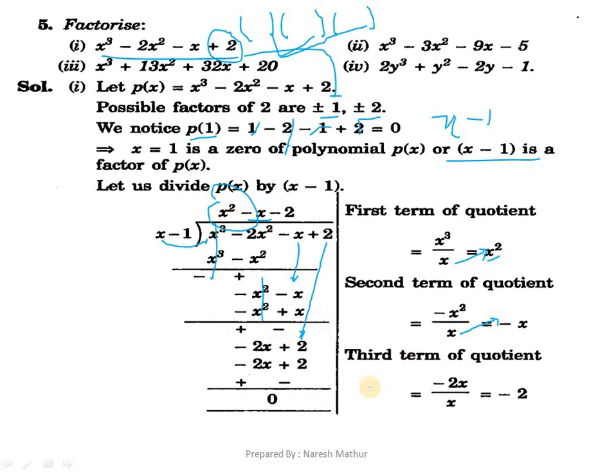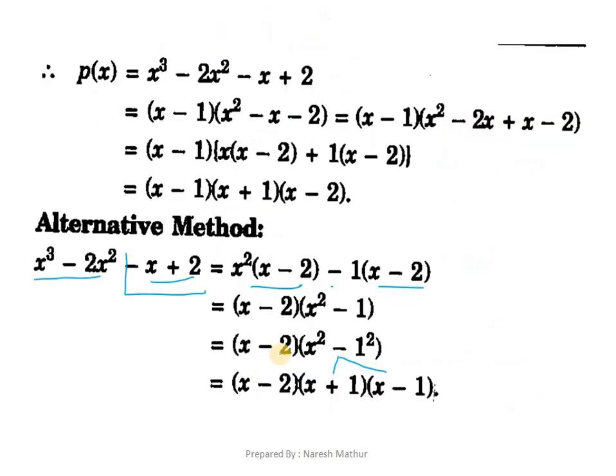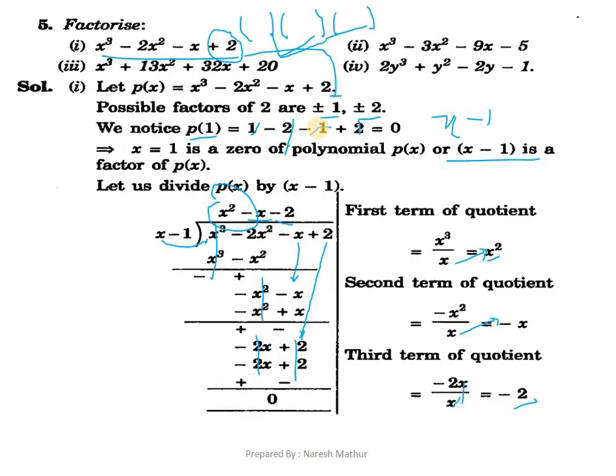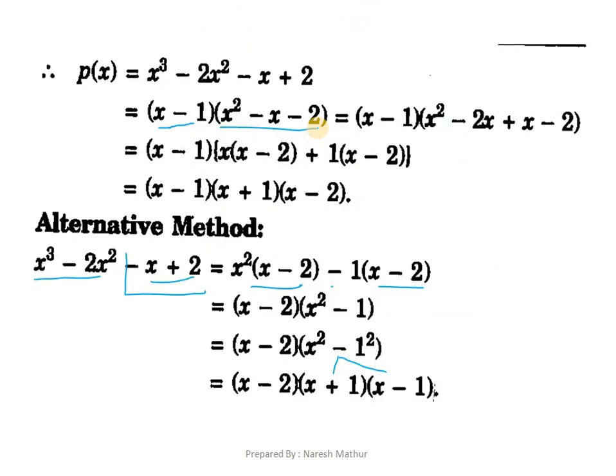So minus 2x, by which number should we multiply x? We can check it, minus 2x by x. So it should be multiplied with minus 2 only. So minus 2 into x is minus 2x, and minus 2 into minus 1 is positive 2. Just change the sign and we'll get 0 as a remainder. So if we are getting 0 as a remainder, it means we have two factors, that is x minus 1 and x square minus x minus 2. Where does it come from? This is your quotient. x square minus x minus 2 is your quotient.